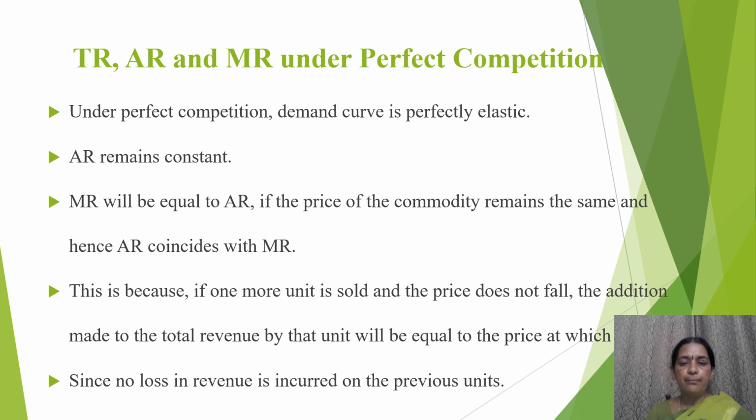TR, AR and MR under perfect competition. Under perfect competition, the demand curve is perfectly elastic. AR remains constant. MR will be equal to AR if the price of the commodity remains the same, and hence AR coincides with MR. This is because if one more unit is sold and the price does not fall, the addition made to the total revenue by that unit will be equal to the price, since no loss in revenue is incurred on the previous units.